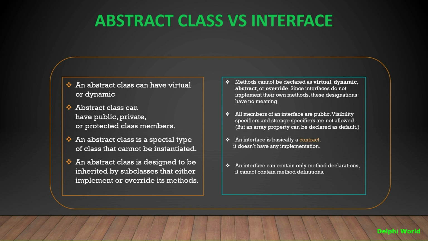An abstract class can have public, private, and protected class members. All the members of an interface are public only. Visibility specifiers and storage specifiers are not allowed. But an array property can be declared as default.